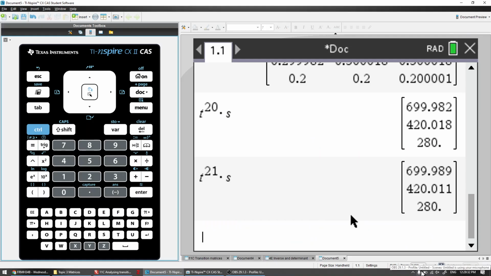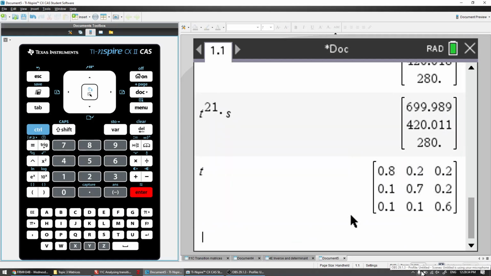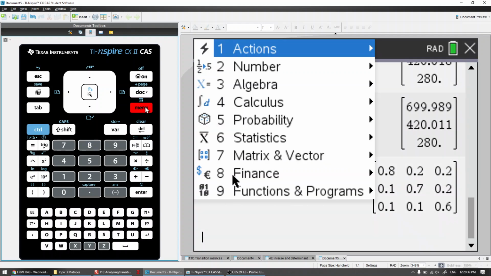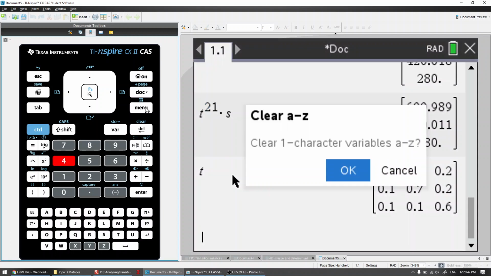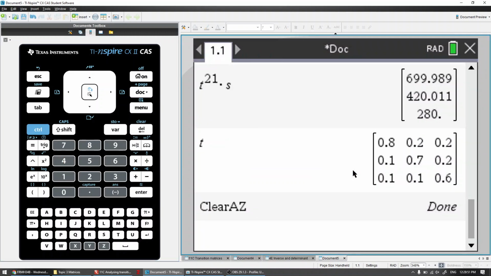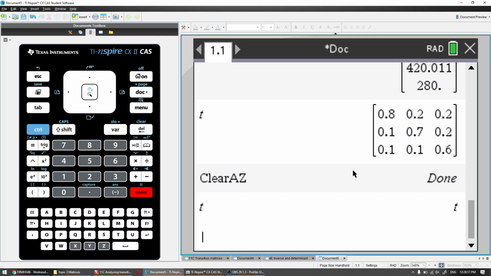If I've decided that I don't want to use T anymore and go back to a fresh slate, go to Menu, option number 1, Actions, and option number 4, Clear A to Z. This is going to clear all your variables. And you'll see Clear A, Z comes out. And now if I type in T, I just get T.